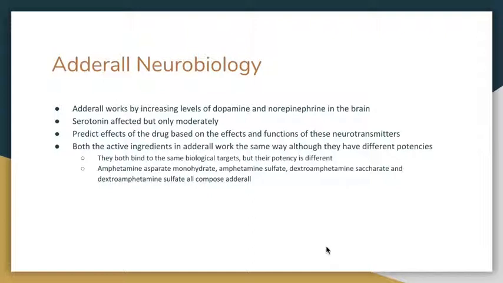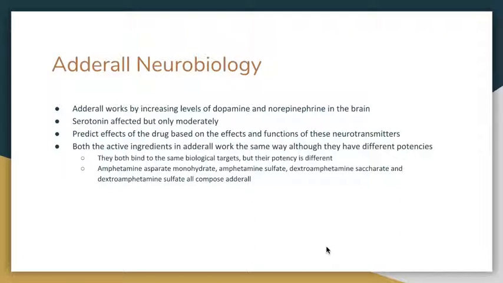If you're going to increase dopamine, you're going to have euphoria. Norepinephrine, you're going to increase alertness. You're going to increase heart rate, attention. Dopamine, you're going to have more pleasurable things. Serotonin, you're going to feel happier. You're going to have different changes in sleep cycle, changes in eating patterns as well.